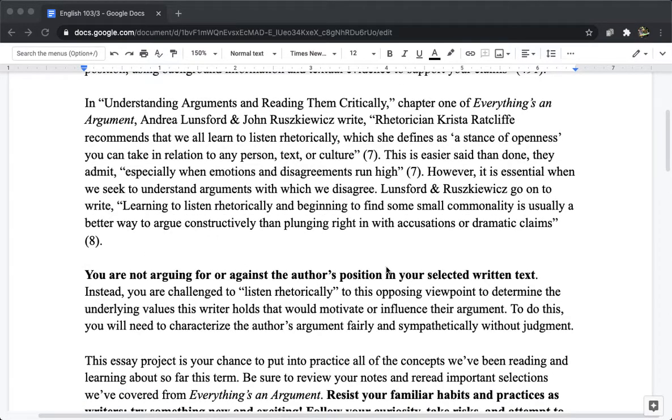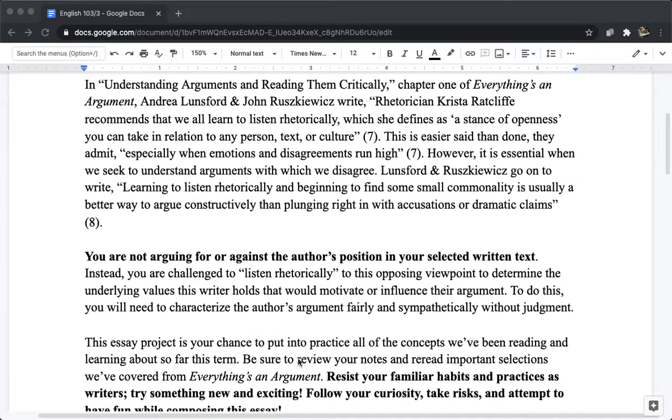So this is a key thing here. If you're arguing against the author's position, if you're writing an essay where you're trying to prove that person wrong or why they have a faulty position, then you're not addressing the prompt. So keep that in mind. What you're going to need to do is examine the argument closely and determine what the underlying values are that are motivating that, right? And in order to do this effectively, you need to be able to characterize the author's argument fairly, meaning you're not calling it stupid or belittling the argument. You're characterizing it fairly and accurately, seeking to understand it without casting judgment on it, okay?